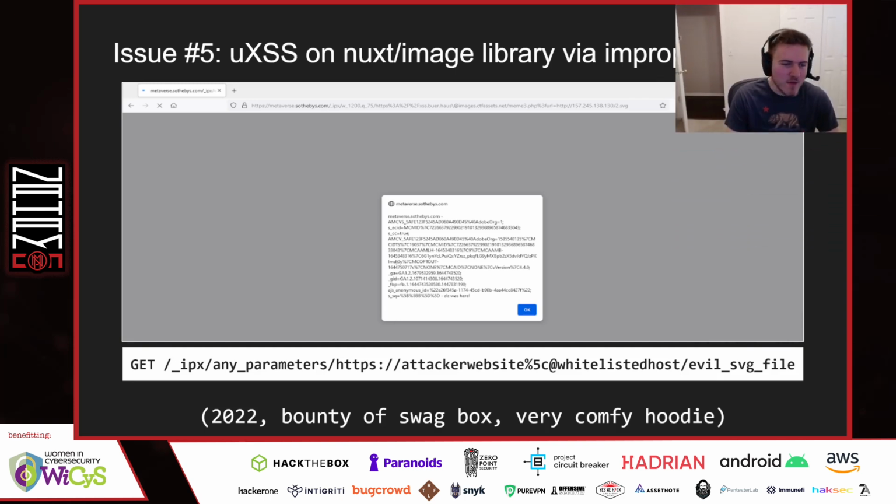But this is an interesting issue because this is a universal XSS on Nuxt image, and Nuxt image is used everywhere for crypto. So you're basically able to have XSS on a ton of crypto websites, and it's like, why not just exploit the integrity there and make a ton of money or whatever. So that's just an interesting issue there.